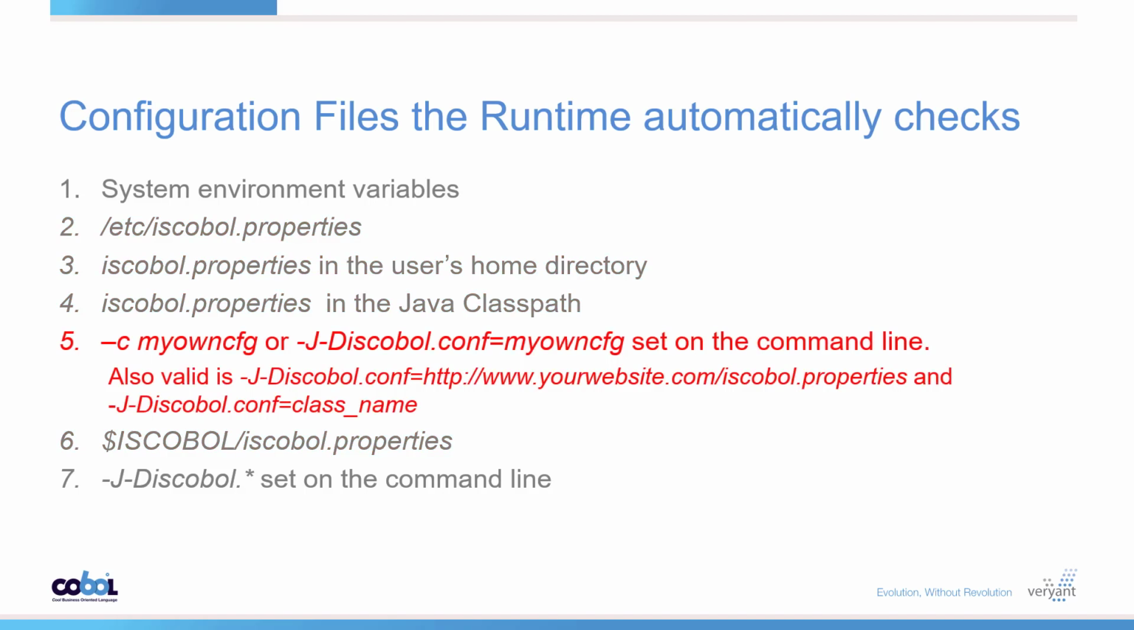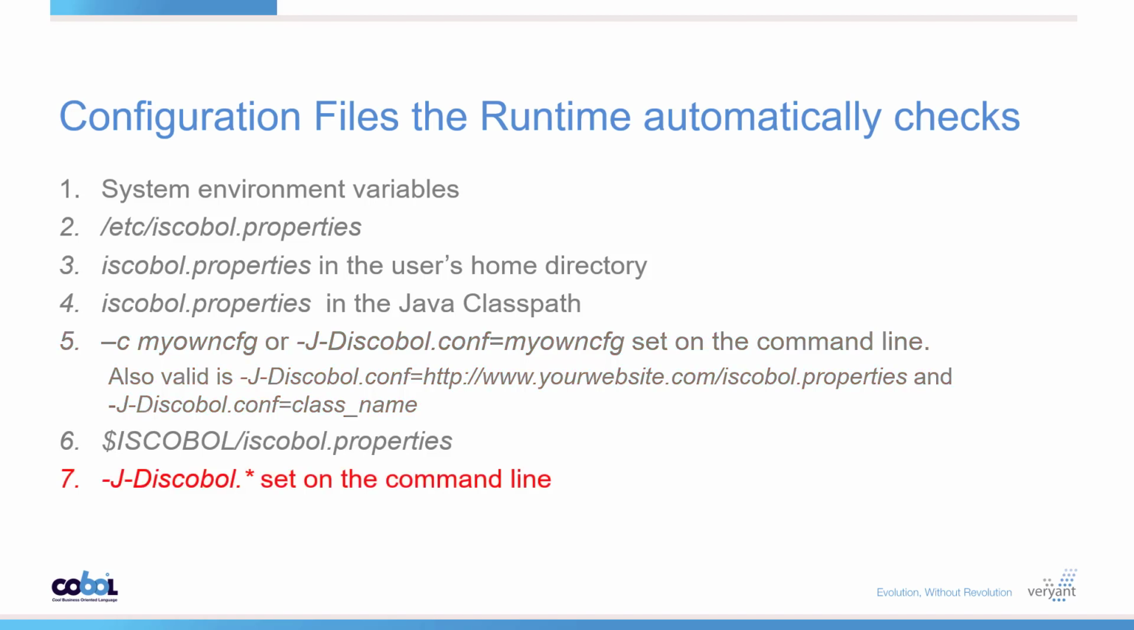Numbers 5 and 7 are set from the command line, not from within a configuration file. Number 5 is a configuration file named whatever you name it, and then referenced with the -C on the command line, or you can use a more formal -J-D option, like it is here.